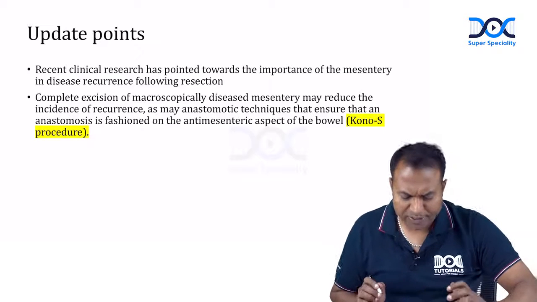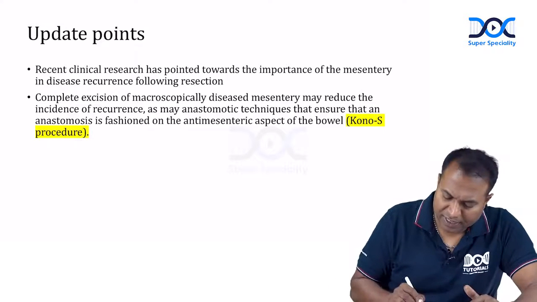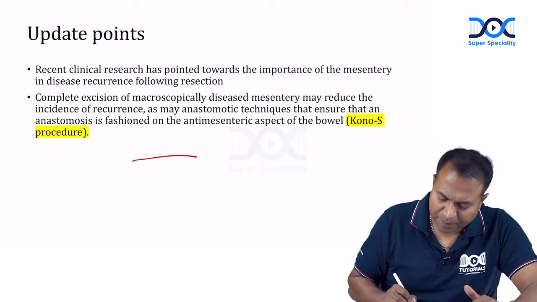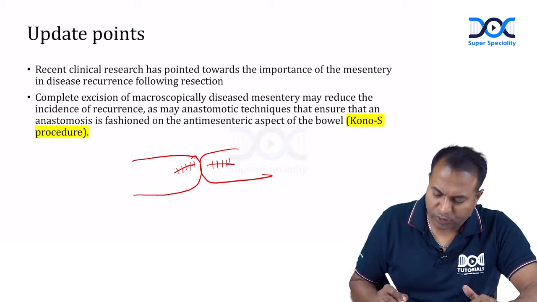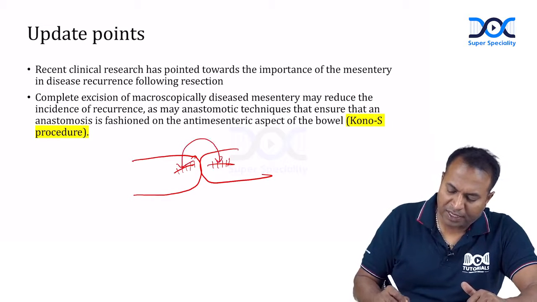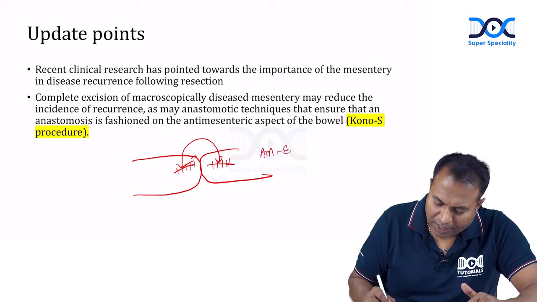So, the update points, especially the Kono-S anastomosis, which we discussed in Sabiston, is also updated in this. Kono-S anastomosis is an anastomosis done anti-mesenteric, end to end. So, it is an anti-mesenteric end-to-end anastomosis.